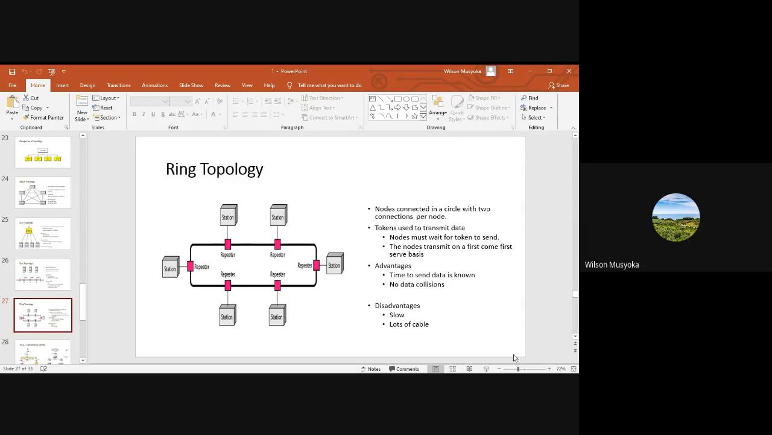Then in terms of disadvantages, it is slow. As the number of users grow in that network, then it means that wait time increases. Because let's say if you have like 20 users in a network, it means if you are number 18, you will have to wait for the first 17 users to transmit, then you will transmit. Imagine the number of users increases, then the wait time increases, and the network becomes very slow. Lots of cable is also used.